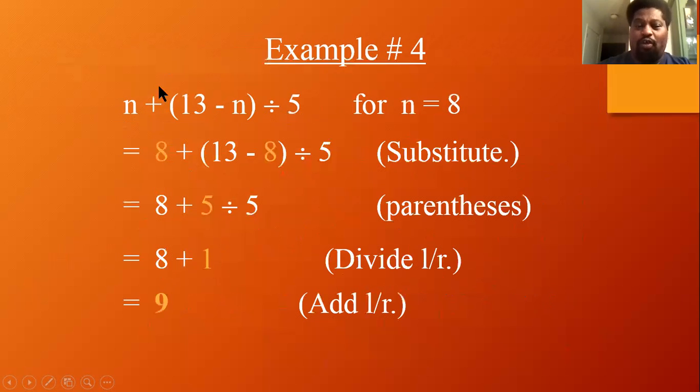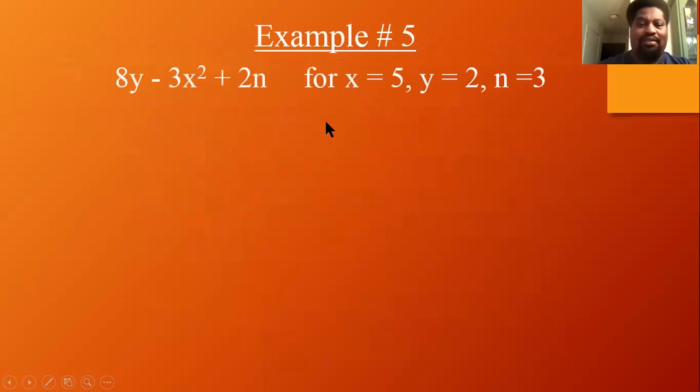And guess what? You can go back and put that in the equation, and it will come out to be a true statement. It still will come out to be the same thing. So you got 8 plus 1 equals 9. Good stuff? Yeah, it's good stuff. All right, I believe this is our final example.